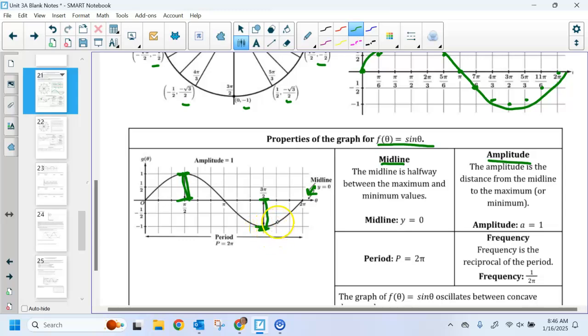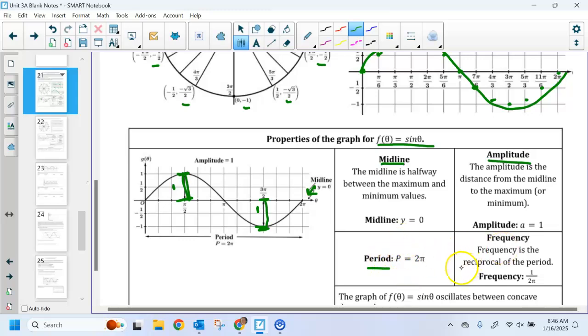Because it's a distance, it has no sign, it is always going to be positive. When I say has no sign, I mean S-I-G-N sign. So the amplitude of your standard sine function is 1. The period, P, is 2 pi because that is 1 full revolution around the unit circle.